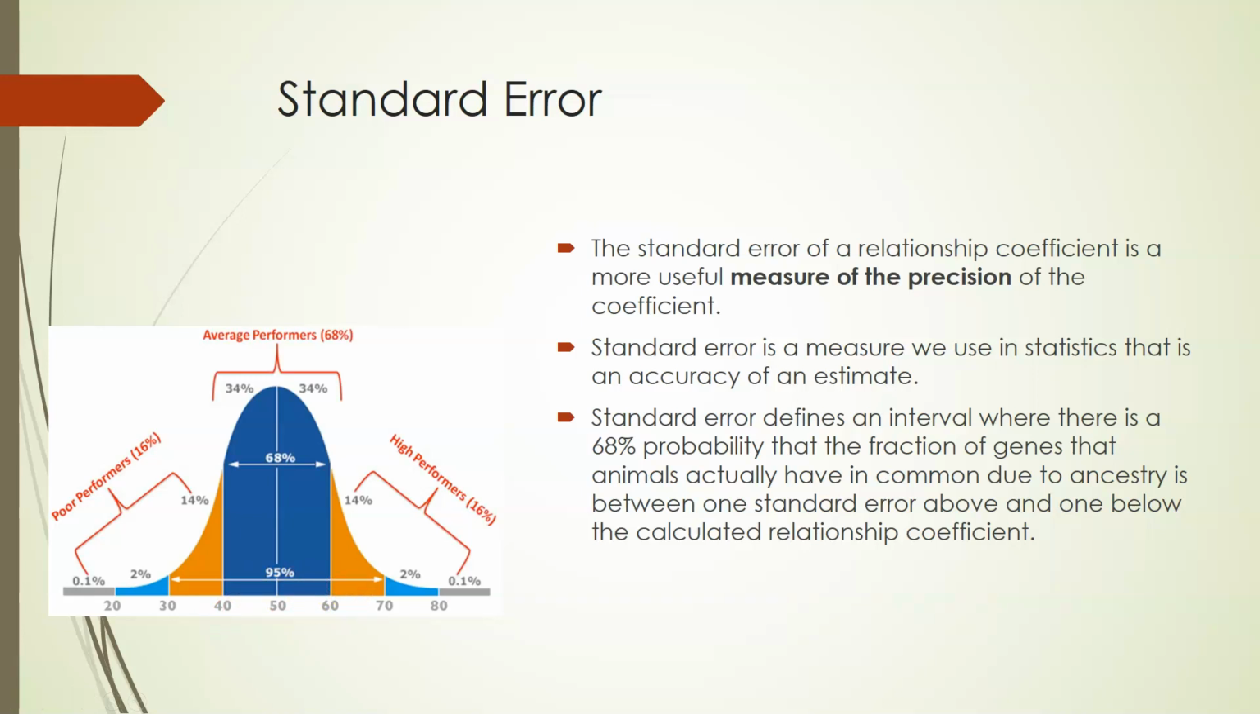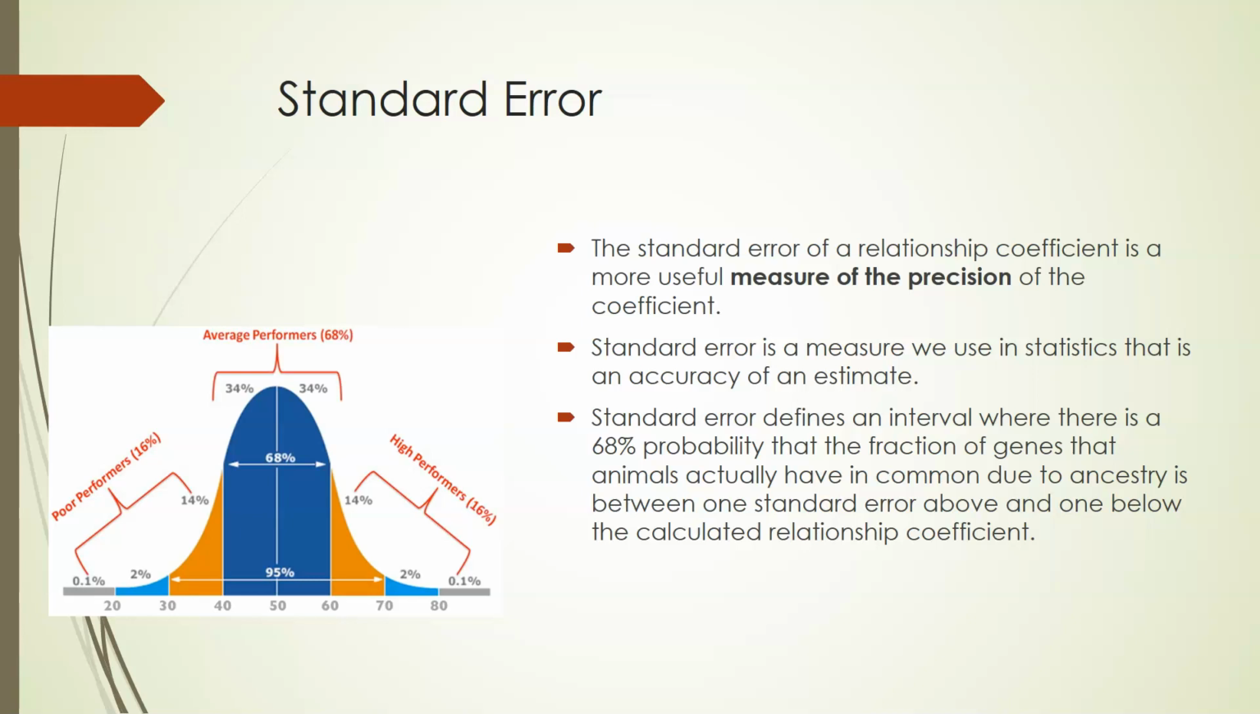Okay, so standard error of a relationship coefficient is a more useful measure of the precision of the coefficient. It's a way for us to evaluate how precise that number should be when evaluating similarity of genes. It's a simple measure we use in statistics that's basically a reflection of accuracy. So standard error is going to give us a number above and a number below whatever our average is, that is defining an interval where there's 68% probability that whatever these fractions of genes are is how they actually have in common.